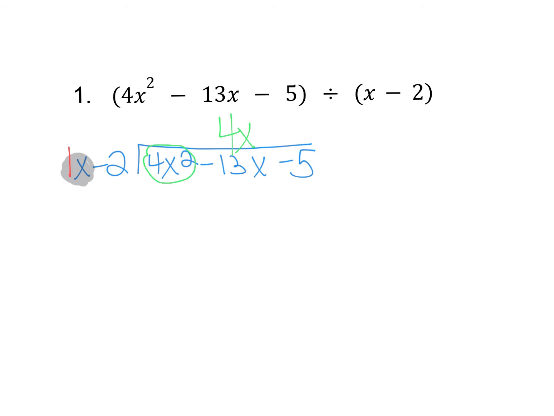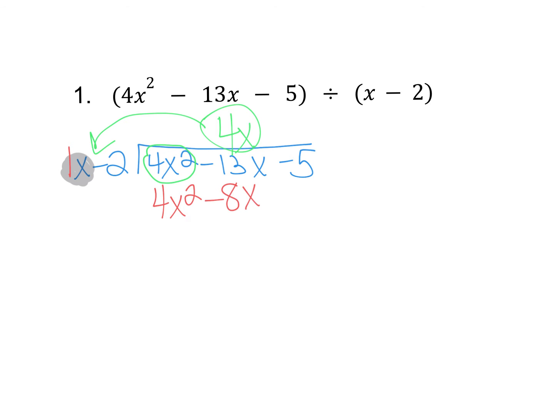And then when I divided, I said how many times does it go in? Now I'm going to multiply, so I'm going to multiply that 4x times both parts over here. So 4x times x is 4x squared, and then 4x times negative 2 is negative 8x.